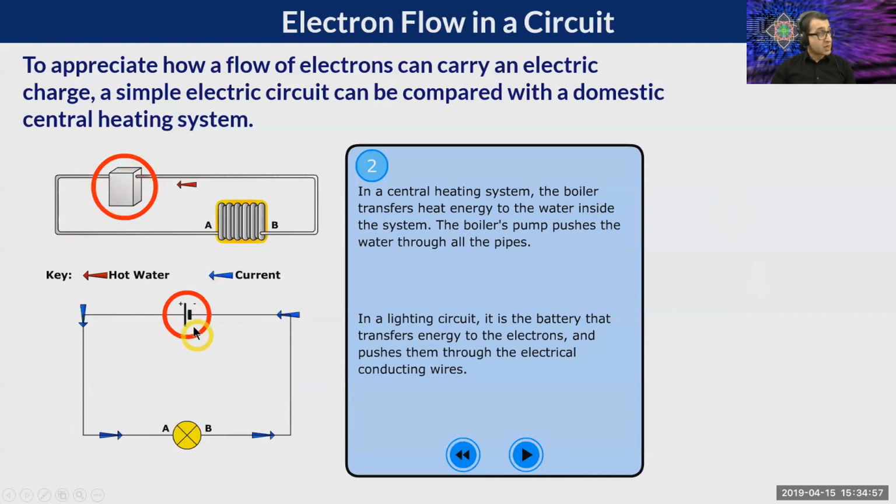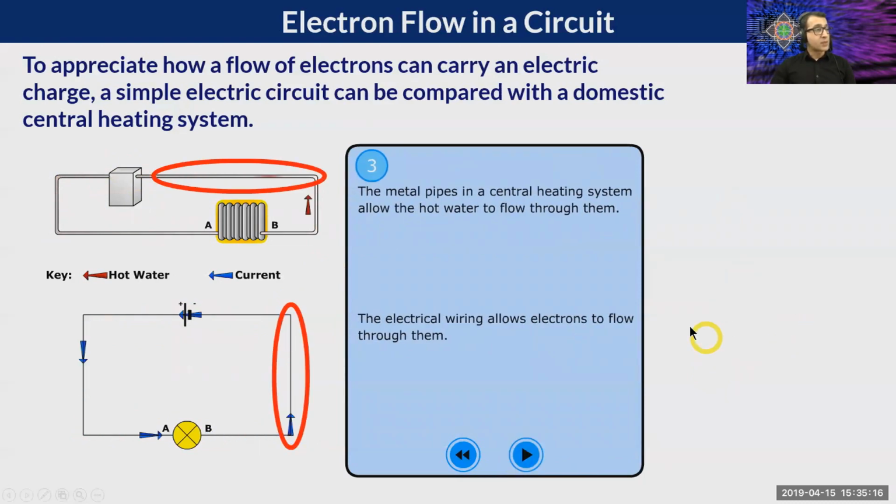The electrons, and again, we're showing the conventional flow of current here, the flow of electrical energy. The electron flow would actually be in the opposite direction. But in this analogy, the water molecules inside the domestic central heating system are analogous to the electrons flowing around the electrical circuit. So the metal pipes in the central heating system allow the hot water to flow through them. The electrical wiring allows the electrons to flow through them. So again, in this analogy, the pipes in the central heating system are analogous to the metallic conductors, the wires which make up the electrical circuit.